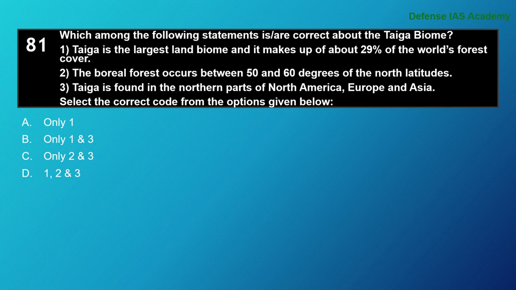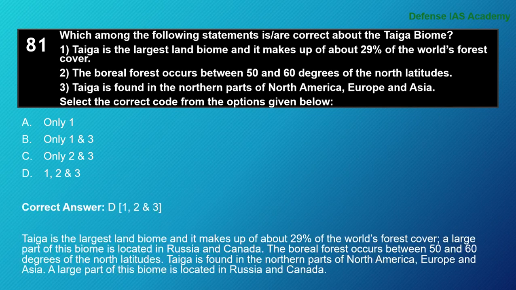Next question, which among the following statements are correct about the taiga biome? 1. Taiga is the largest land biome and makes up about 29% of the world's forest cover. 2. The boreal forest occurs between 50 and 60 degrees of the north latitudes. 3. Taiga is found in the northern parts of North America, Europe and Asia. Select the correct code from the options given below. The answer is option D, 1, 2 and 3.